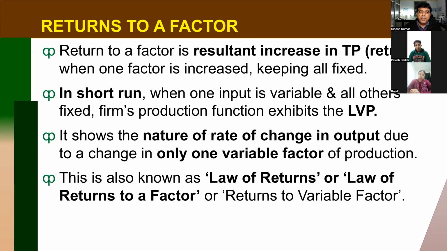In the short run, now you know what is short run, when one input is variable and all others are fixed, the firm's production function exhibits the law of variable proportion. So it is normally worked out for a single factor. It shows the nature of the rate of change in output due to a change in only one variable factor of production. This is also known as the law of returns. You can call it law of returns, or law of returns to a factor, or returns to a variable factor.